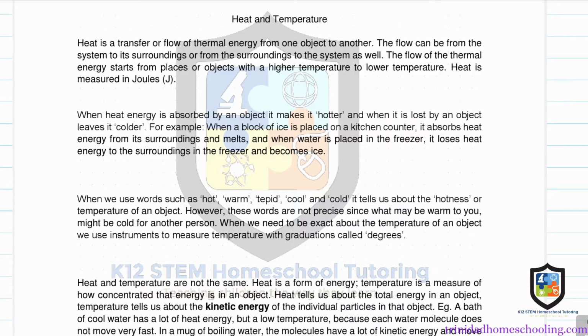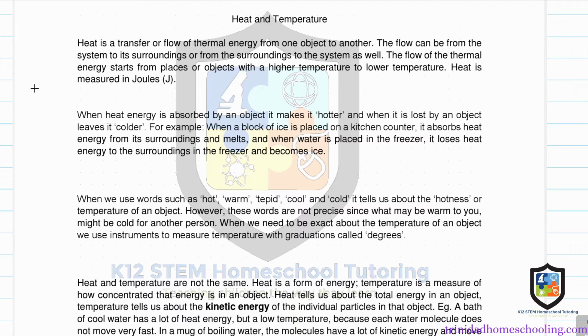So let's start with looking at the differences between heat and temperature. Heat is a transfer or a flow of thermal energy from one object to another, or the flow can be from a system to its surroundings, or from the surroundings into the system as well. The flow of the thermal energy starts from places or objects with a higher temperature, and the heat moves to places of lower temperature. Heat is measured in joules. So heat here is your quantity that we could measure, and the unit that it is measured in is joules.